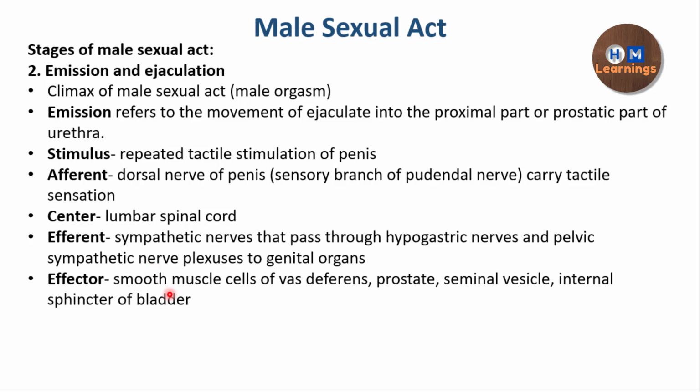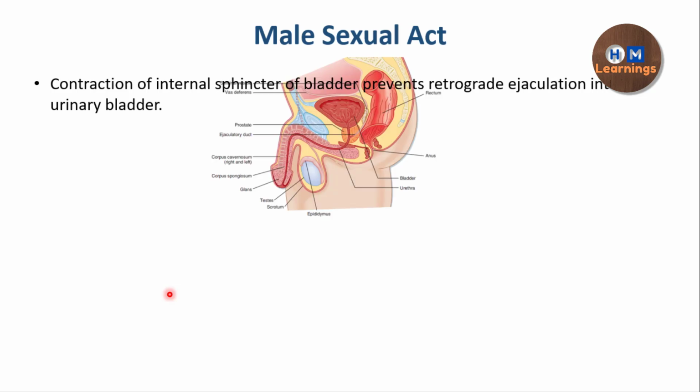And the effectors are what? As I said, the sperms are stored in the epididymis. From the epididymis, the vas deferens arises. So there is contraction of the smooth muscle cells of the vas deferens. Also there is contraction of the prostate, so that the prostatic fluid can enter into the ejaculatory duct and into the urethra. The seminal vesicles are also going to contract, and the internal sphincter of the bladder is also going to contract.